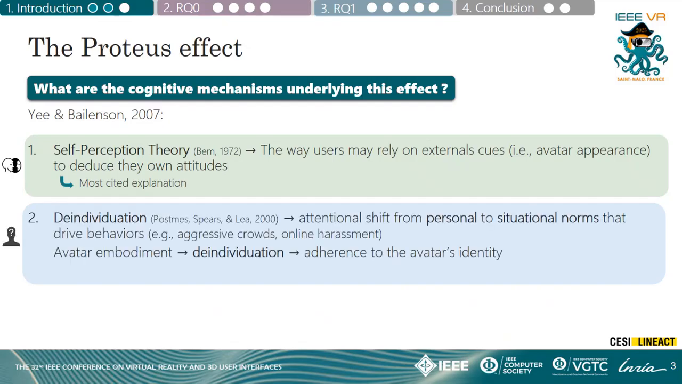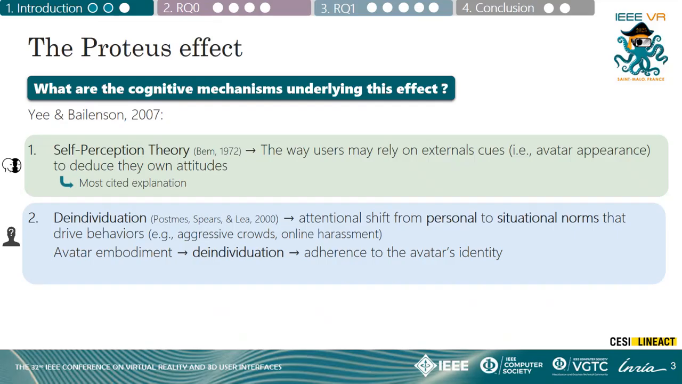The second theory that Yee and Bailenson relied on is the process of deindividuation. In psychology, deindividuation is a concept used to explain why people, in specific situations, may exhibit extreme behaviors that they would otherwise never engage in. The classic example is when people immersed in a crowd become extremely aggressive. This theory holds that people's behavior is suddenly driven by situational norms instead of personal ones.